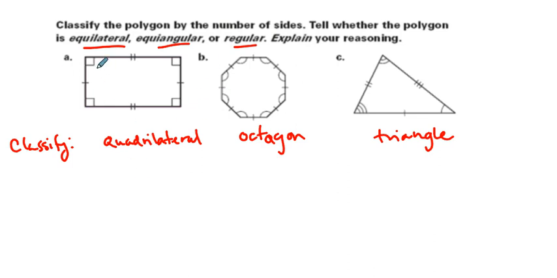So if we look at the rectangle here, and this is a rectangle, but it's also a quadrilateral. Okay, we see that all the angles are the same. Okay, so it's definitely equiangular. To be regular, though, the sides have to be the same. Okay, and we can see using these tick marks to kind of show us the opposite sides. The opposite sides are the same length, but they're not all the same length. Okay, so it's not regular, but it is equiangular. Okay, so that's kind of our justification for why we chose that.